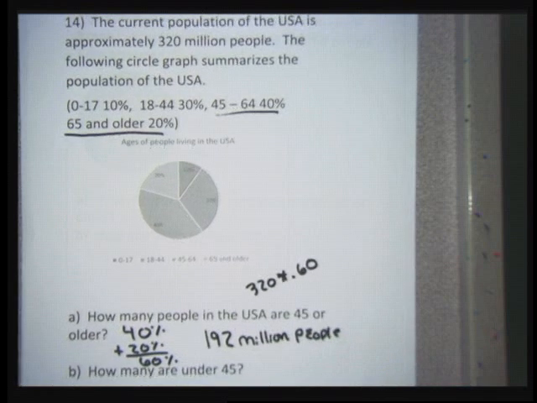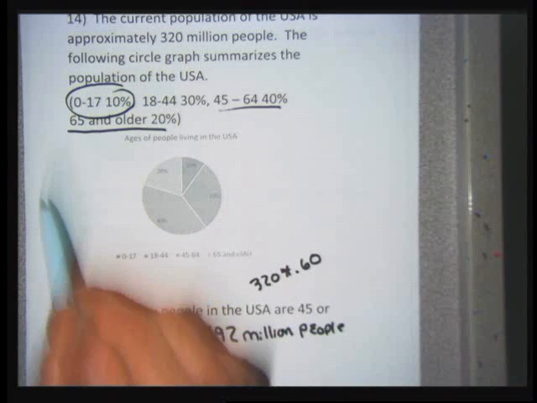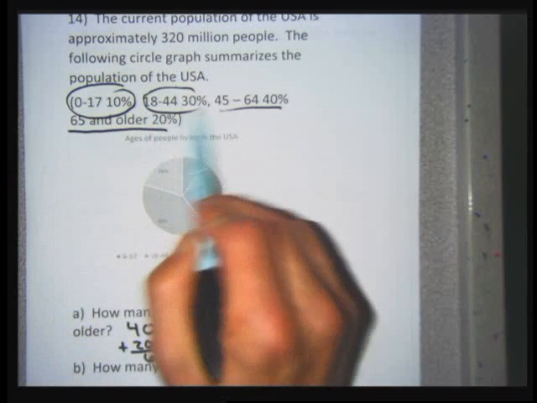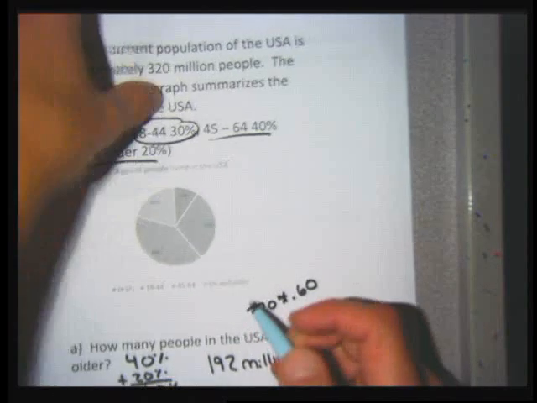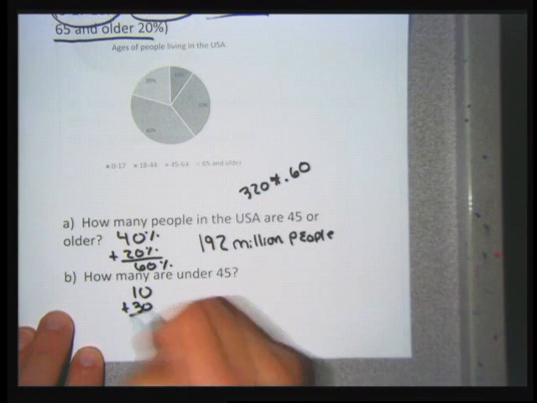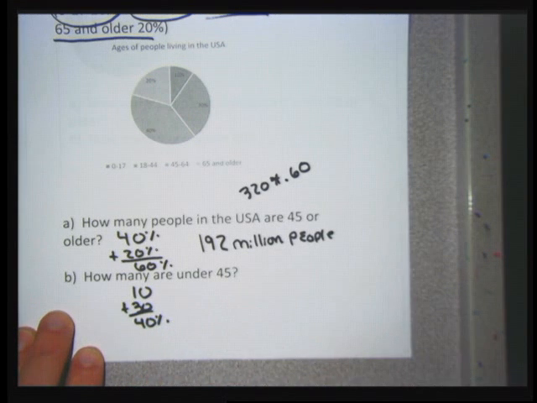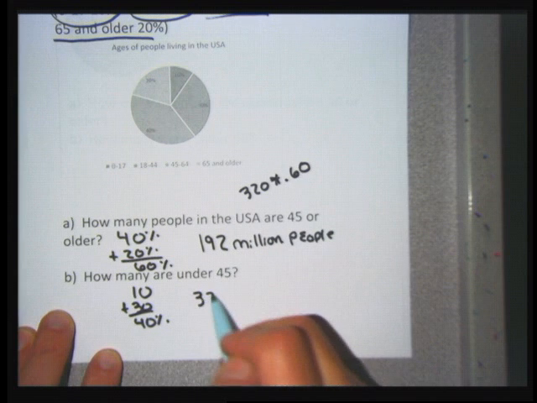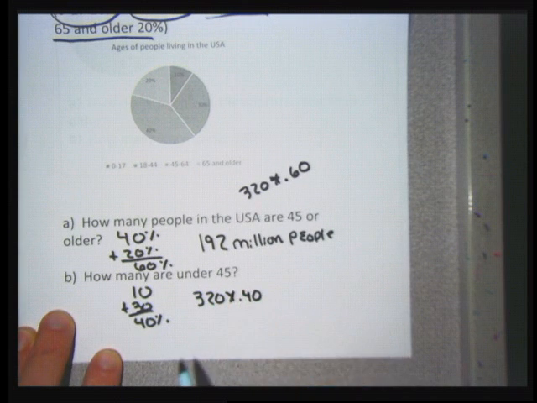And then how many are 45 or under? Well, this 10% are 45 and under. That 30% are 45 and under. So I'm going to take the 10% plus the 30%. That's going to give me 40% that are in that age bracket. And now I'm going to take the 320 million and multiply it by 40% as a decimal.